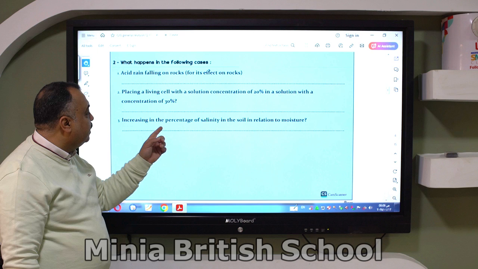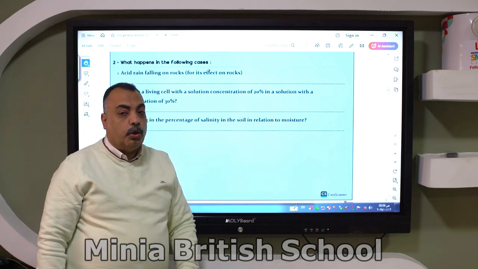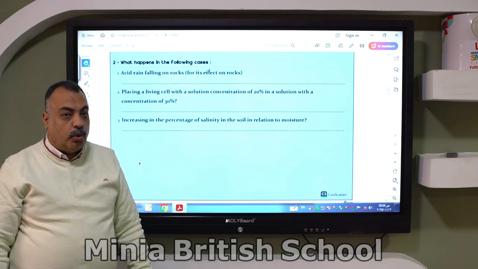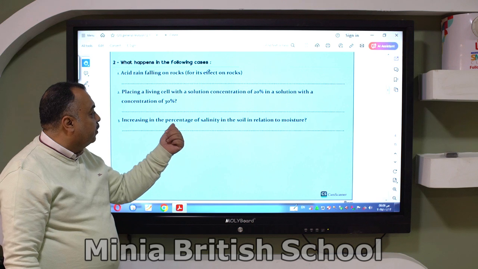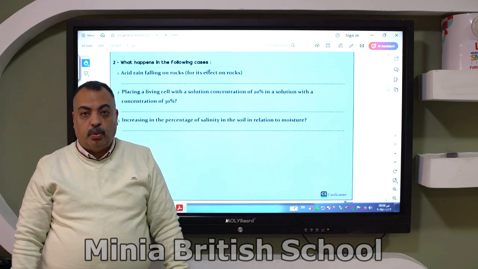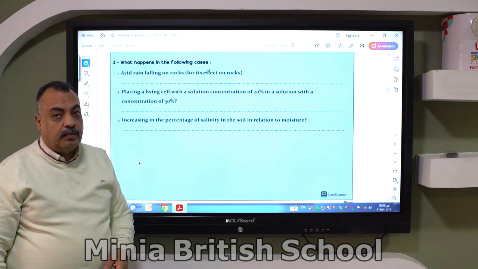Number 3. Increasing the percentage of salinity in the soil in relation to moisture. Yes, of course, by increasing the percentage of salinity, the moisture decreases. As we know, there is an inverse relationship between the moisture and salinity. Okay?